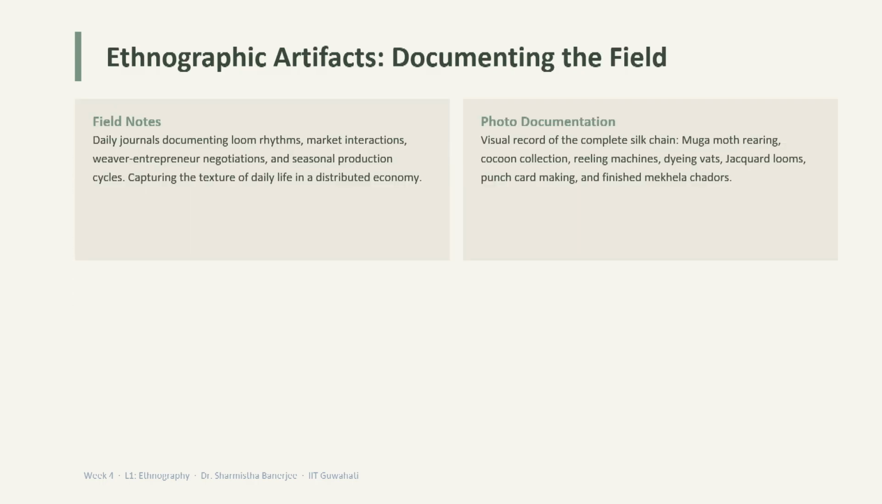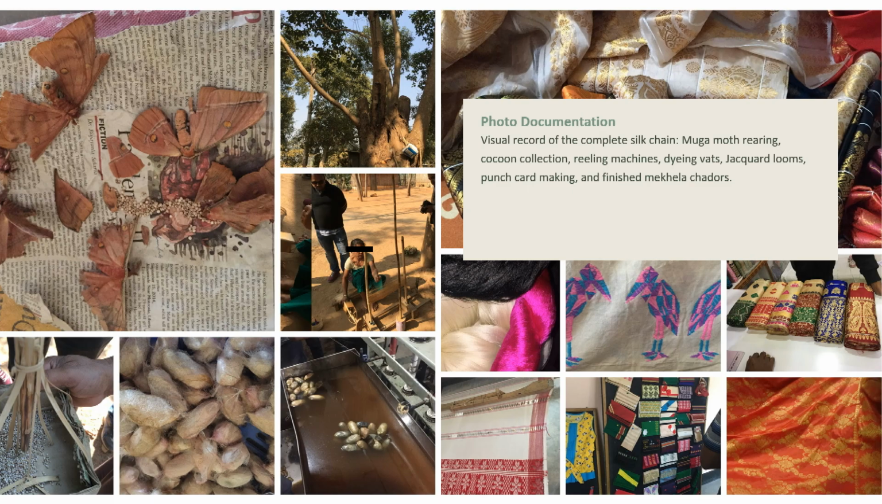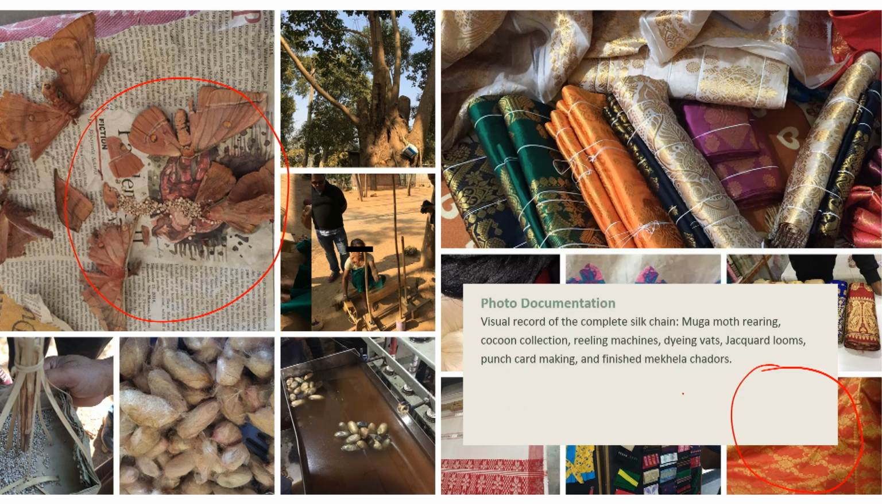So in these ethnographic artifacts, what I'm trying to do is have some field notes, so daily journals documenting loom rhythms, market interactions, weaver entrepreneur negotiations, seasonal production cycles, to capture the texture of daily life in this distributed economy. I will also do photo documentation, where I will make a visual record of the complete silk chain: Muga moth rearing, cocoon collection, reeling machines, dyeing vats, jacquard looms, punch card making, and finished mekhela chadors. So this is how the photo documentation works. So you can see from the butterfly up till the last product, I have done the photo documentation.